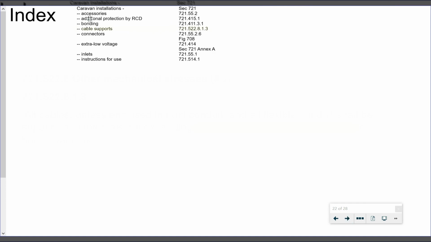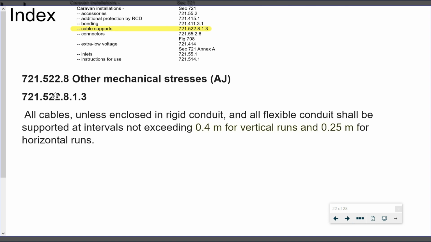in the index. So caravans, and then we have cable supports down there, 721.522.813. So in 522.813, it says there all cables, unless enclosed in rigid conduit, and all flexible conduit, shall be supported at intervals not exceeding 0.4 of a metre for vertical runs and 0.25 for those horizontal runs. Okay.